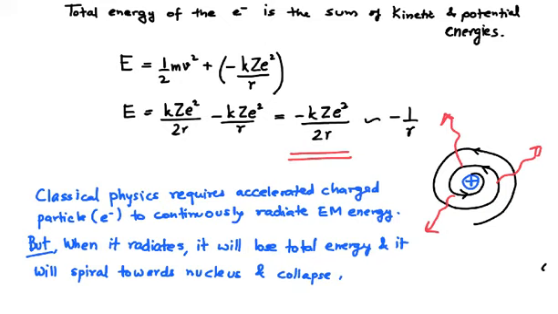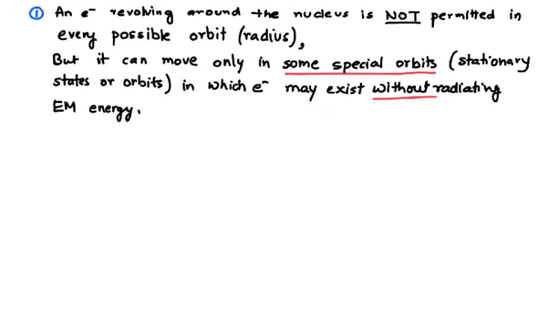Thus, Bohr made a daring hypothesis. According to Bohr, first of all, an electron revolving around the nucleus is not permitted in every possible orbit or radius. That means it cannot just choose any radius and revolve around the nucleus. It can move only in some special orbits in which the electron may exist without radiating electromagnetic energy. It's important to note that these special orbits are called stationary states or stationary orbits.